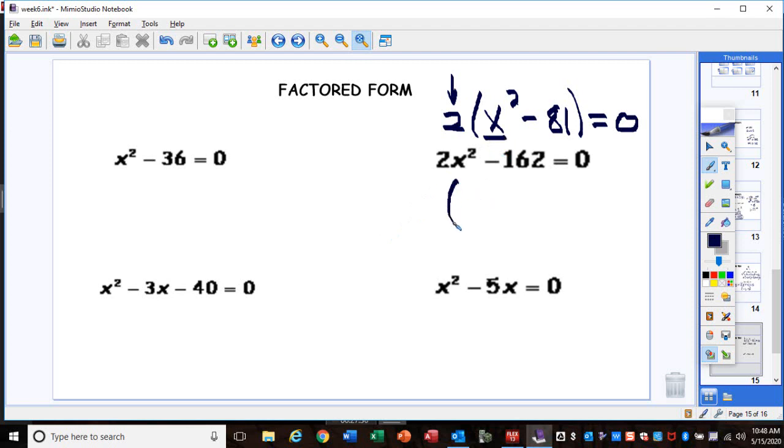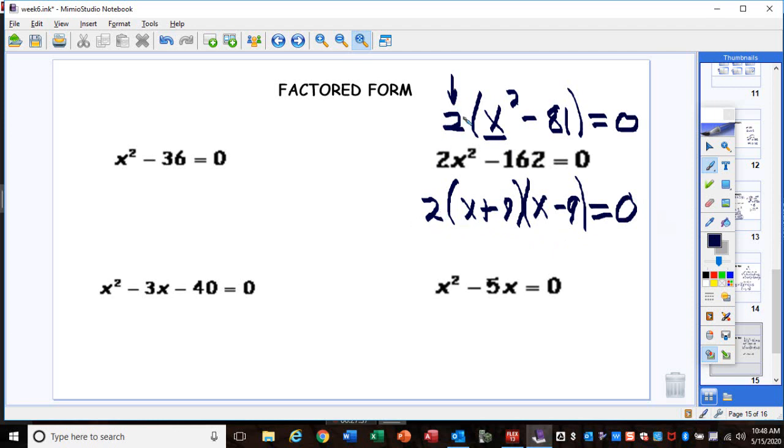So we're going to factor x squared minus 81. We're going to get x plus 9 and x minus 9. Now, mind you, there's still a 2 here. But that's not going to affect the answers. It's still going to be the same answers. The 2 will not come into play.